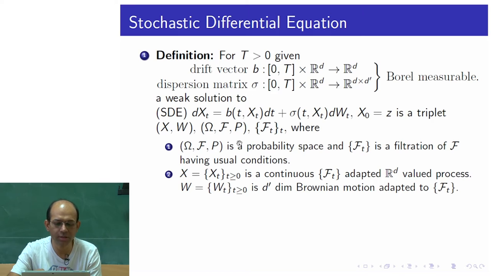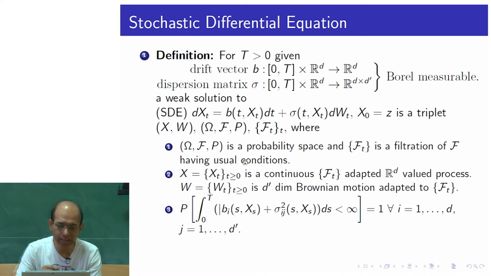Here (Omega, F, P) is a probability space, F_t is a filtration of the sigma algebra F having its usual condition. That means that this filtration is right continuous and complete, and here this X is a continuous process which is adapted to this filtration, and this W is a Brownian motion of dimension d prime, adapted to the filtration F_t, and also that when we have this X and W together, this b_i(s, X_s), sigma_ij(s, X_s).